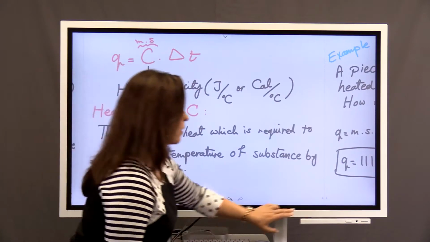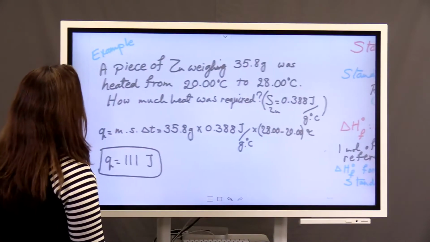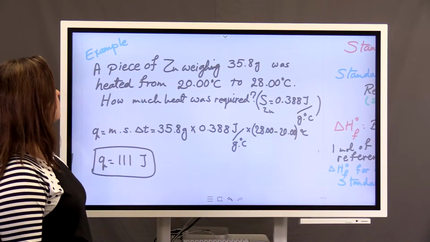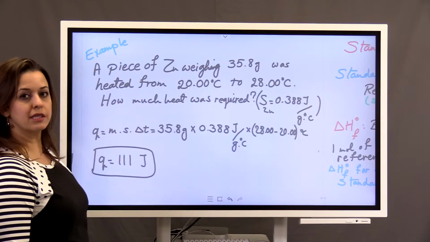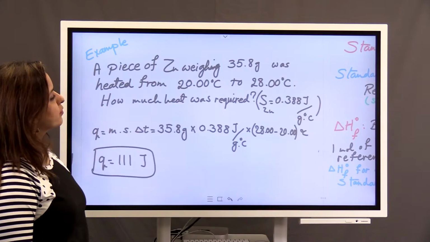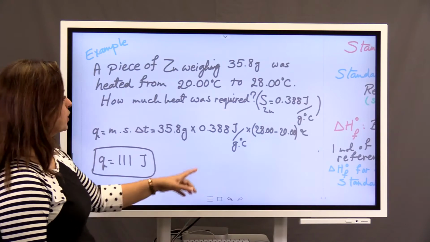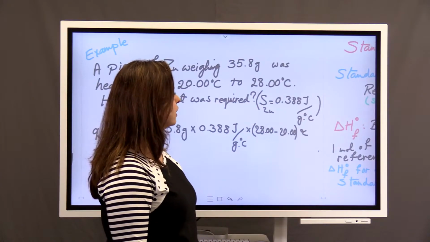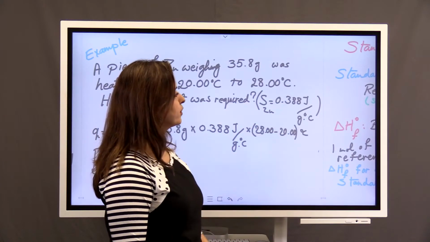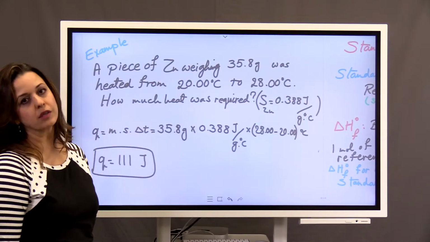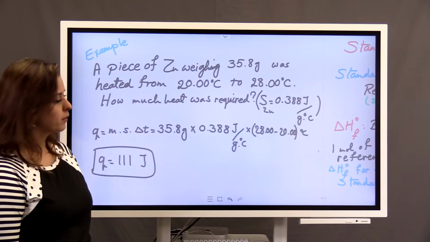Time to work on an example. A piece of zinc weighing 35.8 grams was heated from 20 degrees Celsius to 28 degrees Celsius. How much heat was required? By knowing that specific heat of zinc is 0.388 joules per gram degree Celsius. Of course, the amount of specific heat is always given to you if you need it.